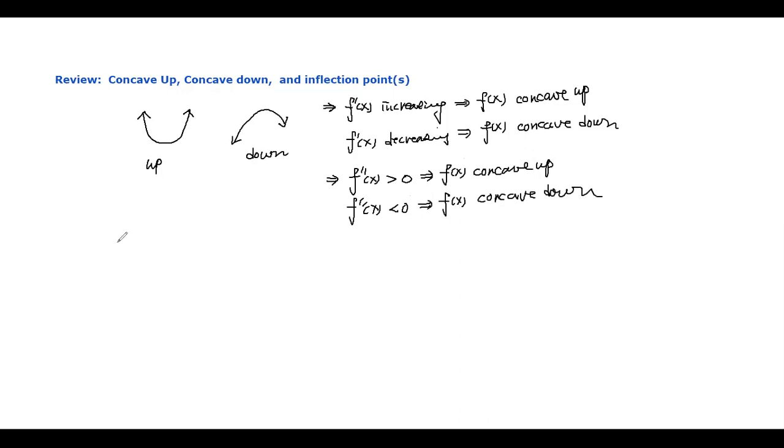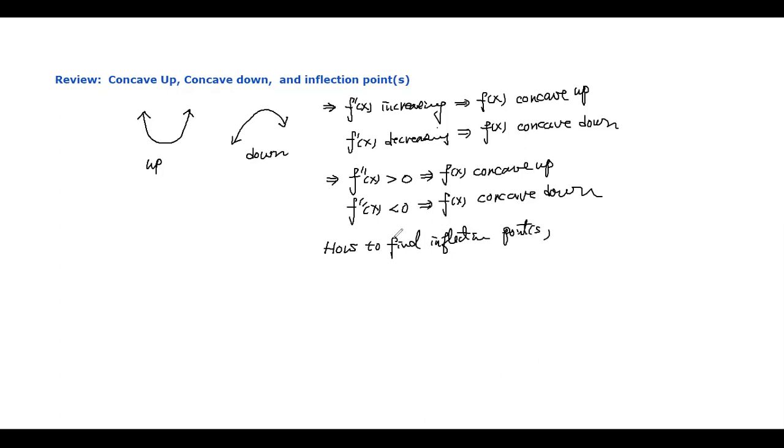Now, of course, you can find the points. So how do we find the inflection points? Or rather, we call them potential inflection points.